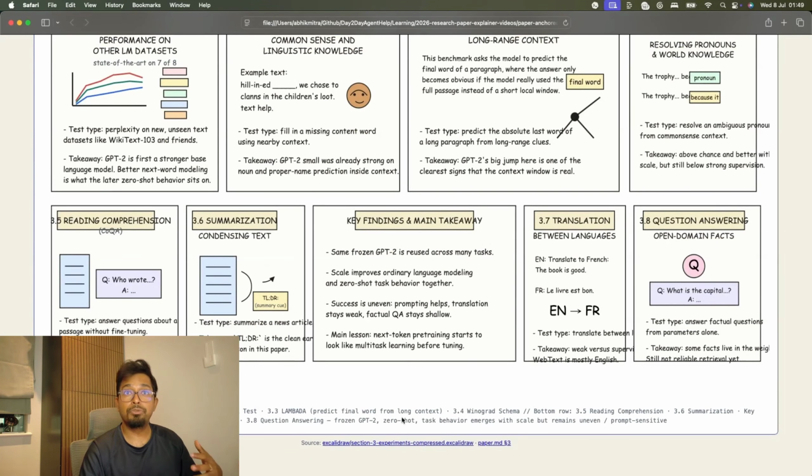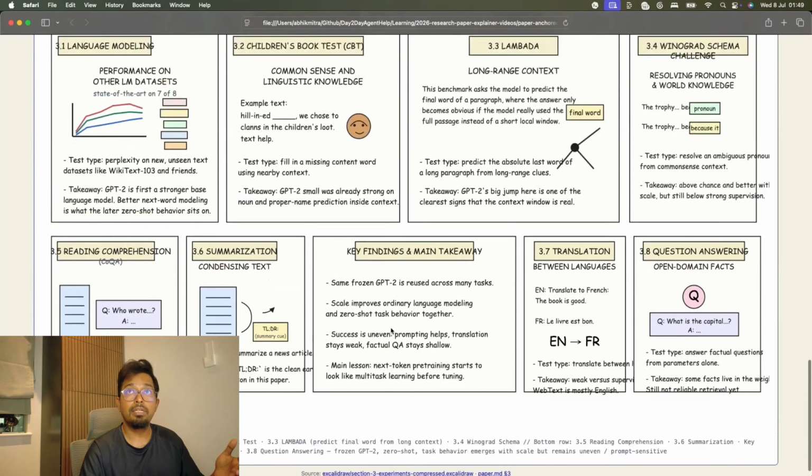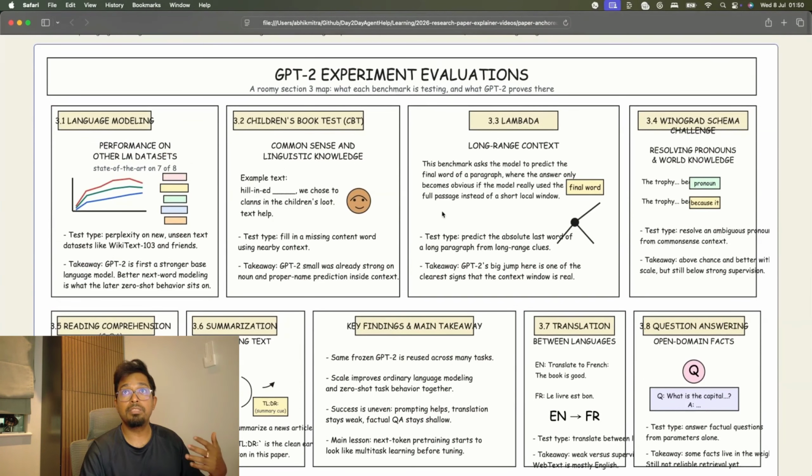Some tasks show the model is using the context, and the biggest one is this long-range context test. Here, the benchmark asks the model to predict the final word of a paragraph. Only if the model understands the entire paragraph, which at that time would be 50 plus tokens, would it be able to predict the final word. GPT-2 had a big jump here. It's one of the clearest signs that the context window is real.